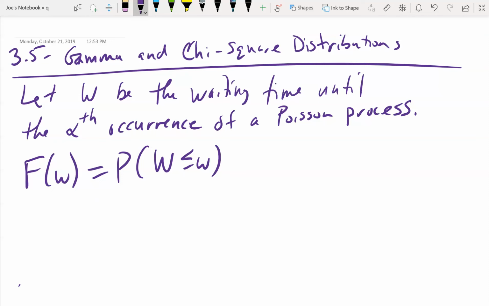Well, let's attack this like we did with the exponential. I know that capital W needs to be less than or equal to little w. Let's just say alpha is 3 for argument's sake. Well, I don't know if the three occurred within the first 5 seconds or within the first 10 days or less than that, because I have that whole interval to work with, right? So instead of trying to figure it out directly, let's go indirectly and look at the complement.